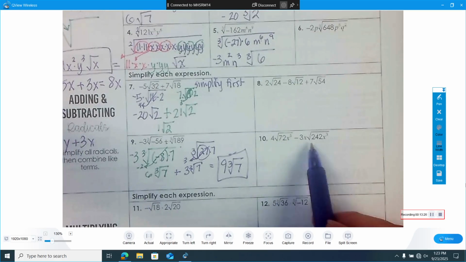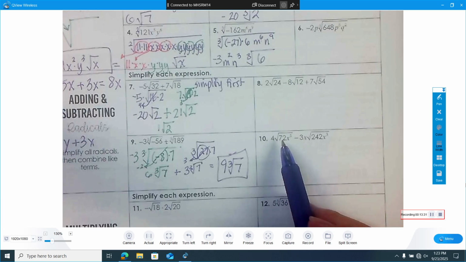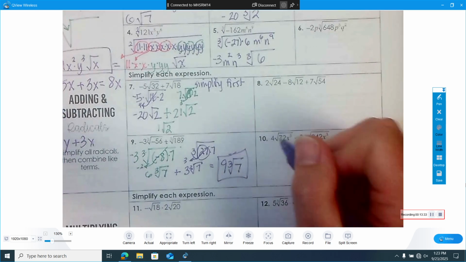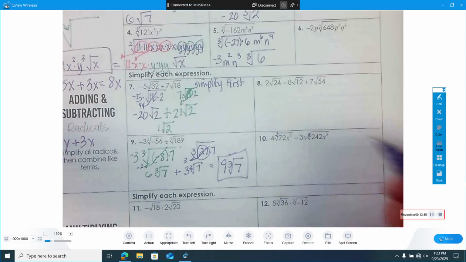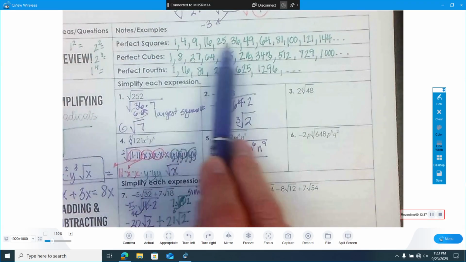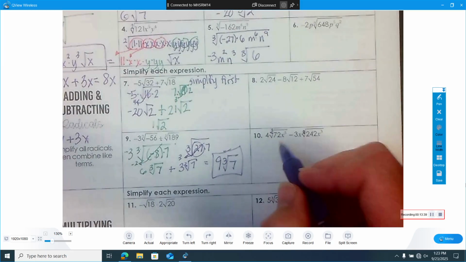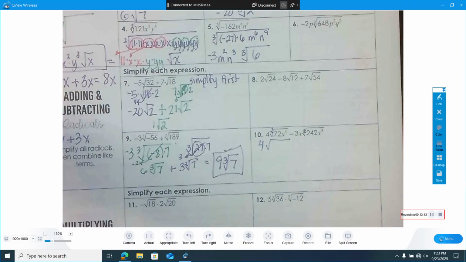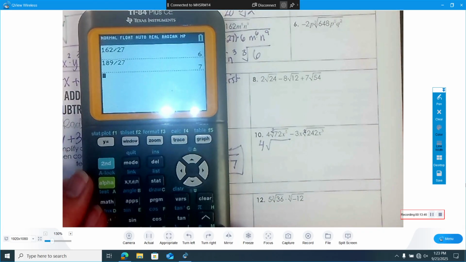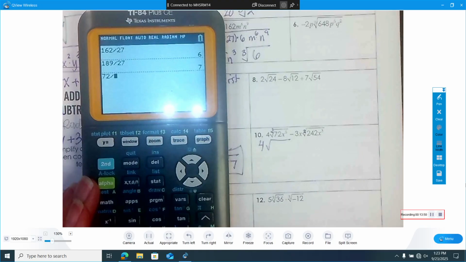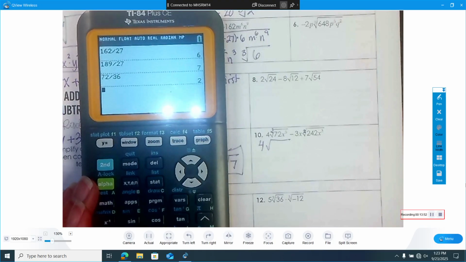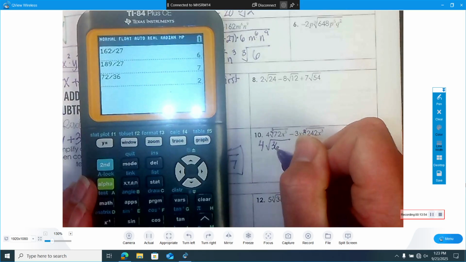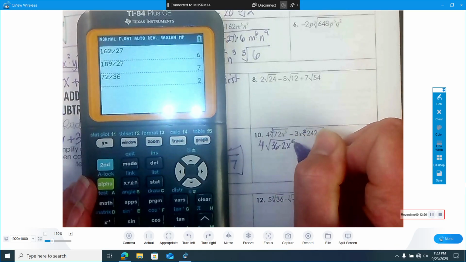Let's look at number 10, the one with x's in it. So now, what index are we looking at? Index of 2. So these are square roots, so we're using our perfect square numbers. Let's see. So we have the square root of 72, which divides evenly by 9, yeah? Oh, 36. 36 is the largest. So that would be 36 times 2, x to the 5th.